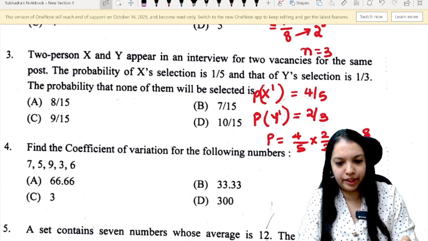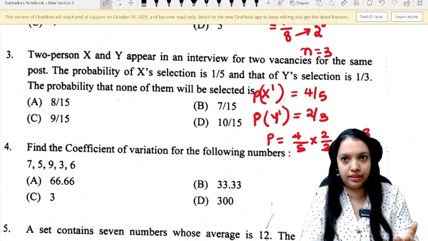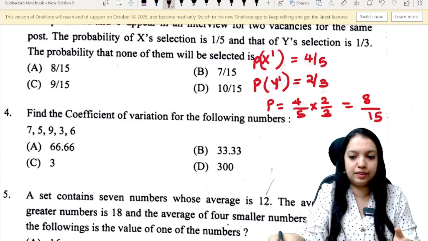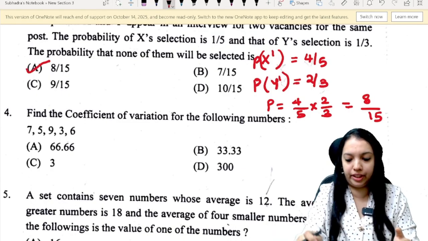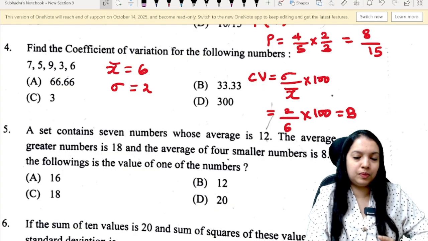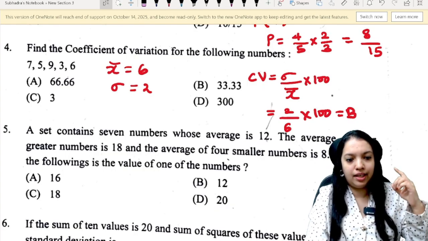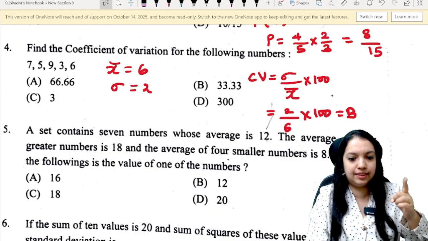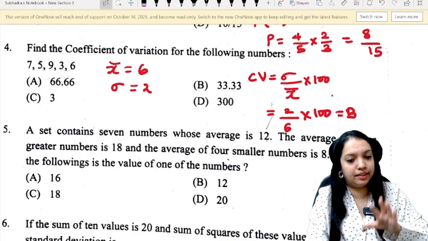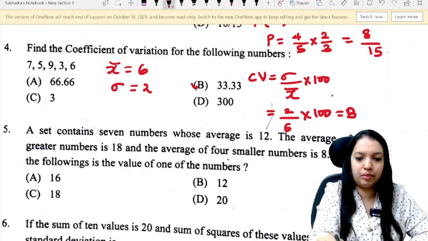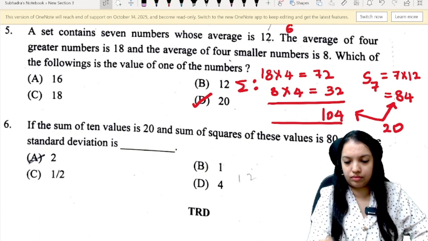Third question is to find probability that none of them are selected. So it is neither x nor y being selected. Answer will be 8 divided by 15. Fourth question is to calculate coefficient of variation, sigma by x bar into 100. Arithmetic mean is 6, standard deviation is 2. So apply the CV formula. Final answer is 33.33%.